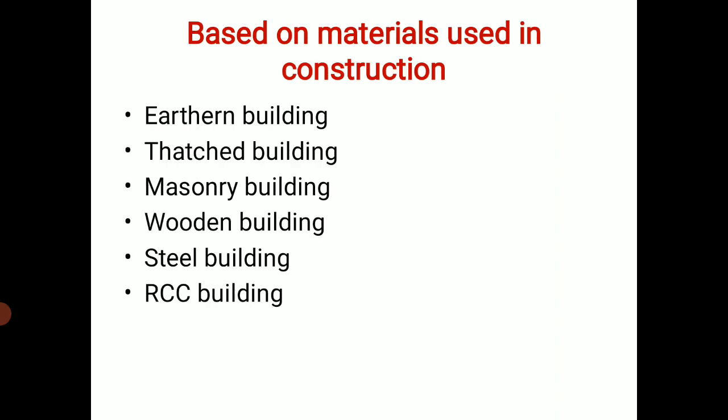Then based on the materials used in the construction, the buildings have been classified as earthen building, thatched building, masonry building, wooden building, steel building, and RCC building. RCC building means reinforced cement concrete building. So based on the material used, these are the classifications.